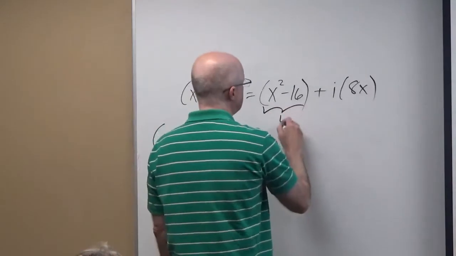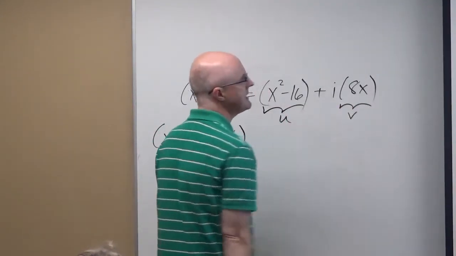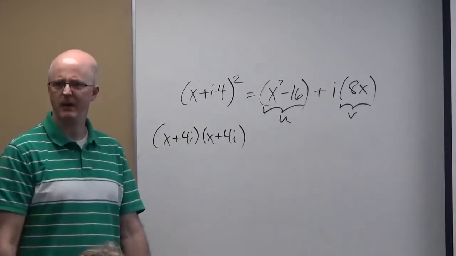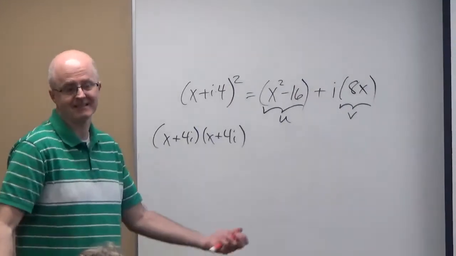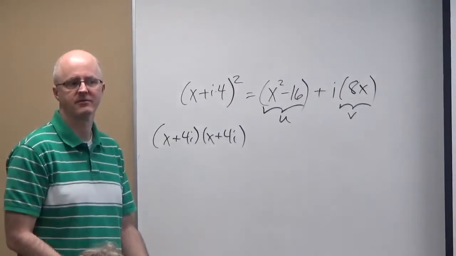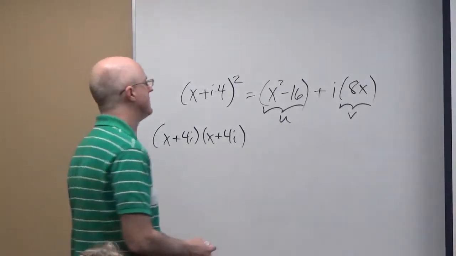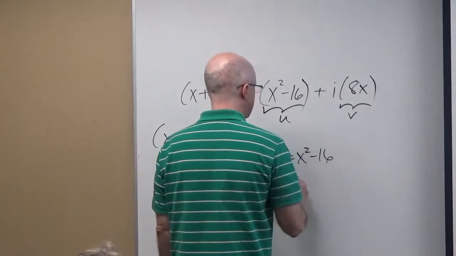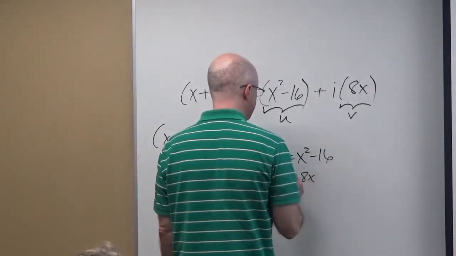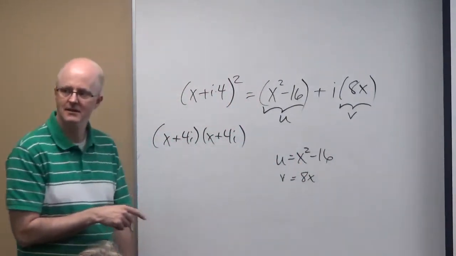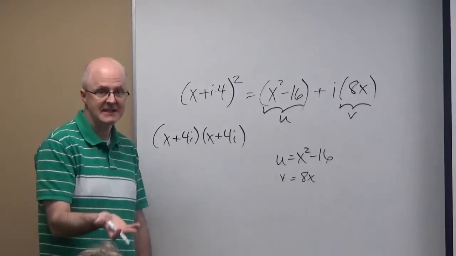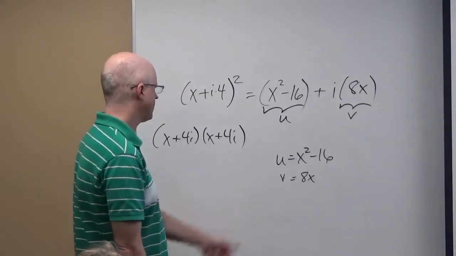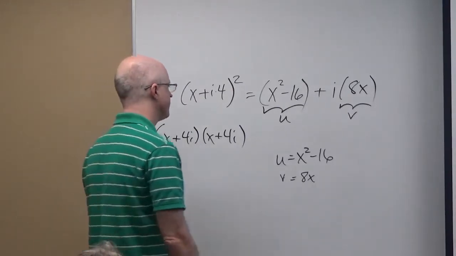This is going to be u, this is going to be v. That's really a set of parametric equations in x instead of our typical parametric variable, which is t. U equals x squared minus 16, v equals 8x. You could use parametric mode in your calculator to graph it, but you'd have to use a t instead of an x. But you can also eliminate the parameter to relate u and v.